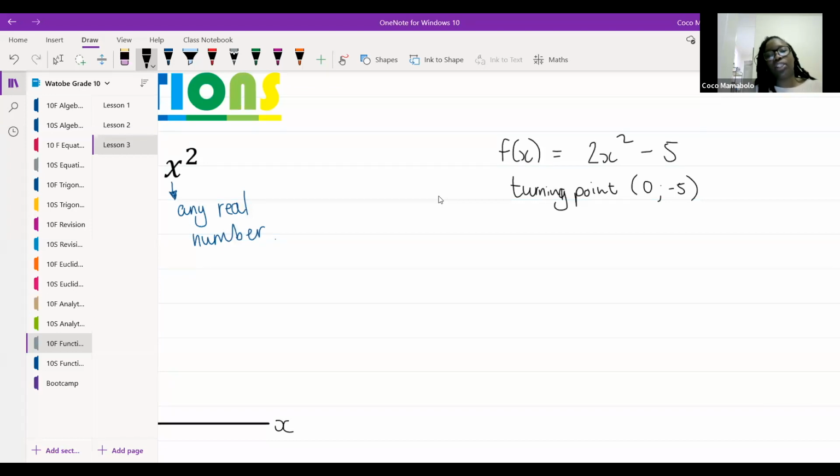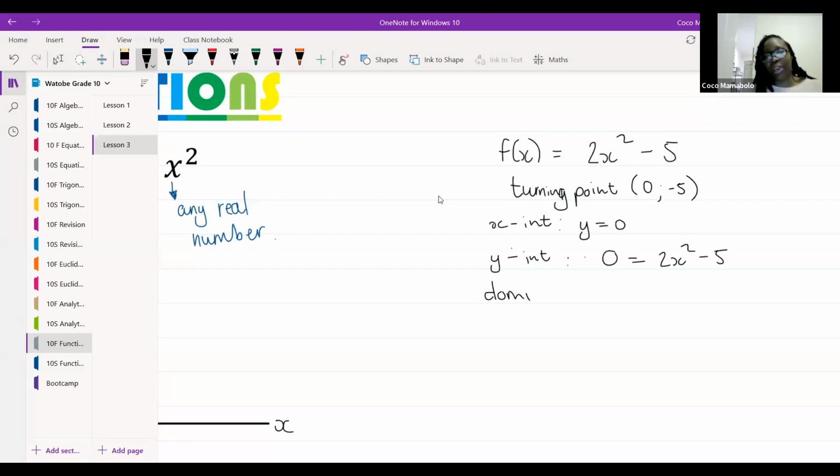Now, if I wanted to find my x-intercepts, what would I have to do? X-intercept, y equals 0. Excellent, good. And if I want to find my y-intercept? So 0 equals 2x squared minus 5. Beautiful. I'm not going to ask us to do it because I see where you're going.